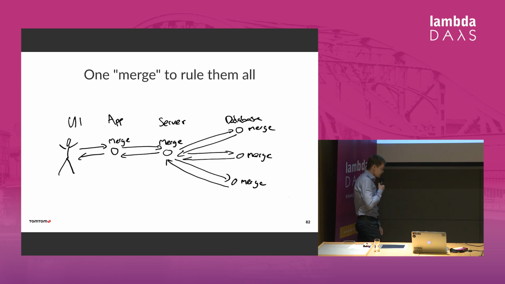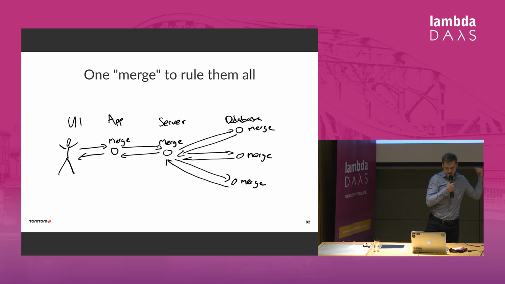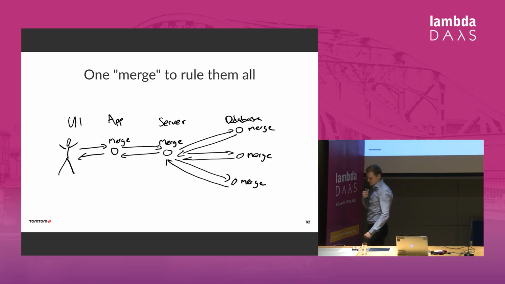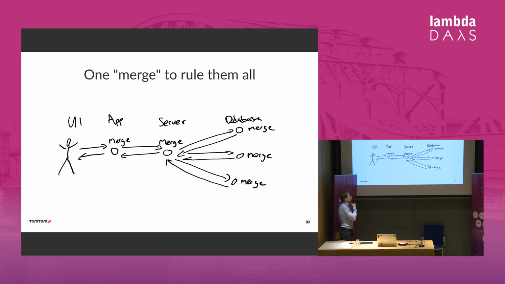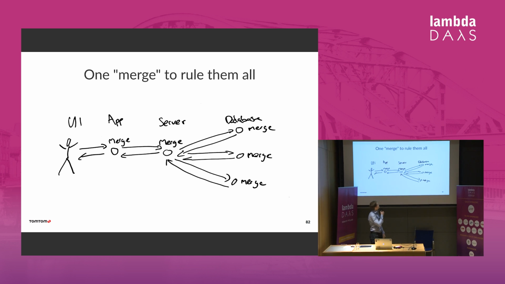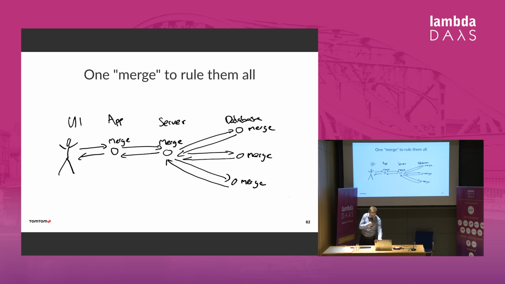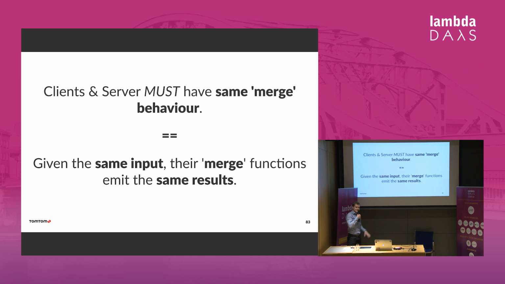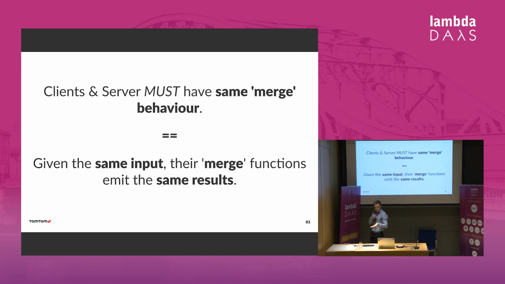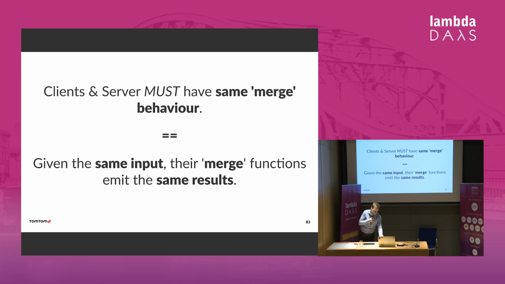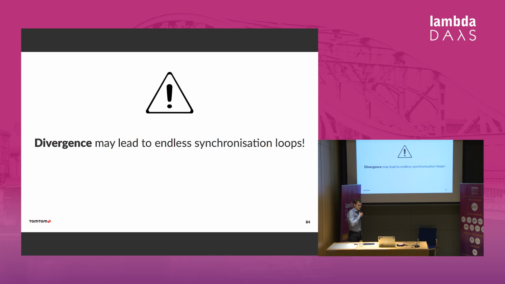So let's talk about another problem. We already saw that picture, merge everywhere. Awesome, we just have to use the same function everywhere. So one merge to rule them all. What's the problem? Well, the problem is that this merge has to behave the same way. Given the same input, it has to produce the same results. What if not? Well, divergence may lead to endless synchronization loops, which is pretty bad for the client, right?